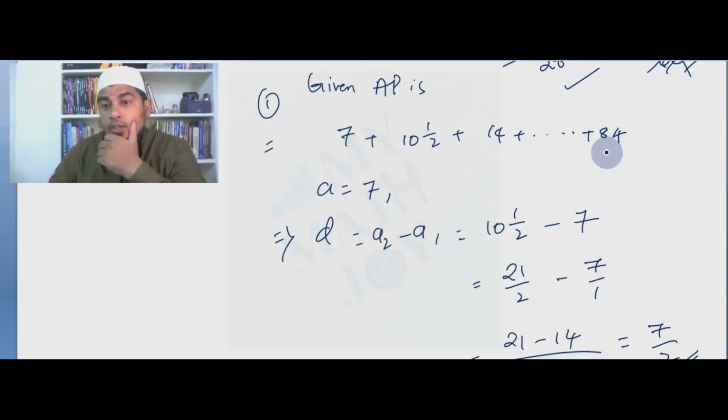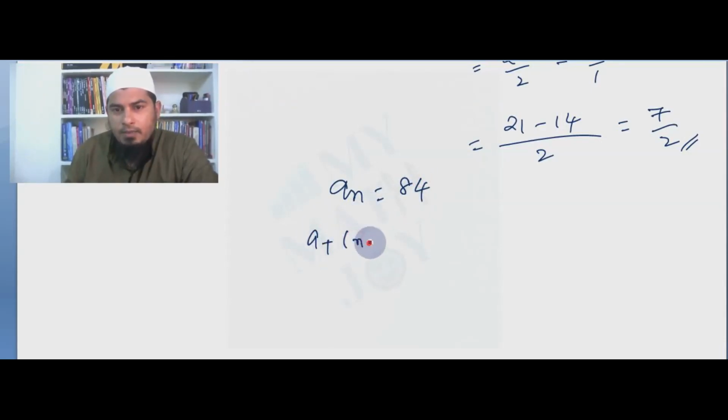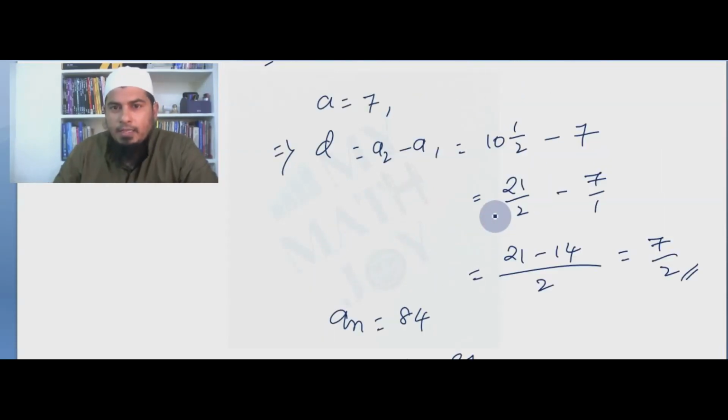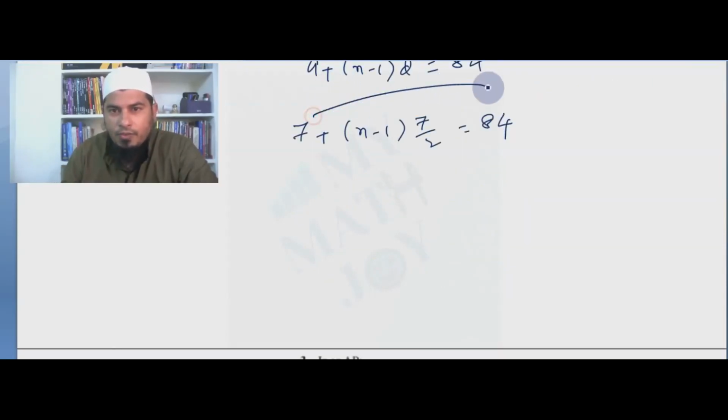Oh, he wants us to use our second exercise knowledge and find the N value. Okay, we'll do it. So An is equal to 84. We need to find the N value from here. A plus (N minus 1) into D is 84. A is 7, and (N minus 1) into D is 7 over 2, equal to 84. Let us transpose this 7 to the right side.